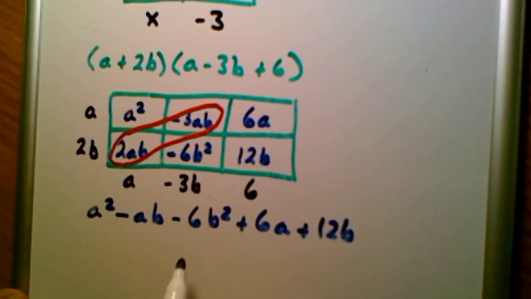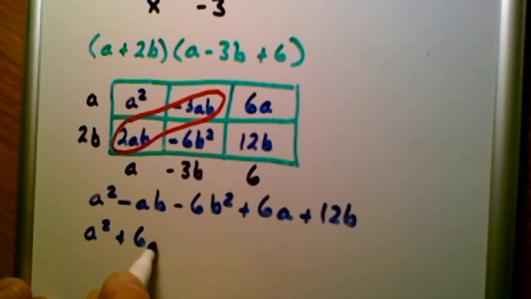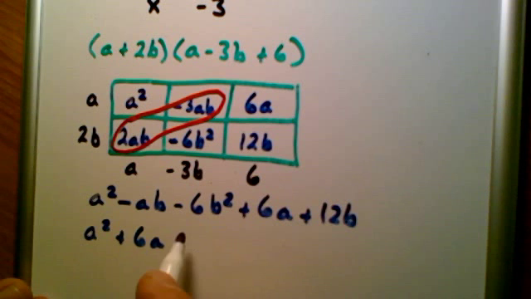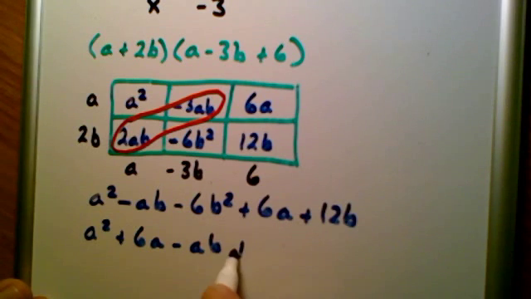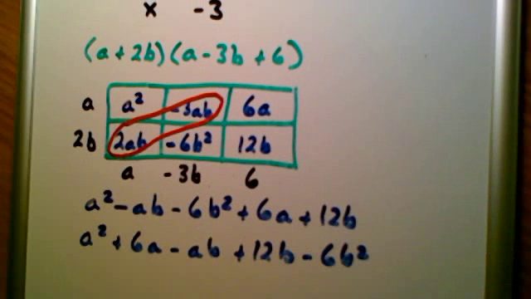Now you can move these terms around. Sometimes you want to put it in alphabetical order, and we can write that as a squared plus 6a minus ab plus 12b minus 6b squared. Both of these answers are correct.